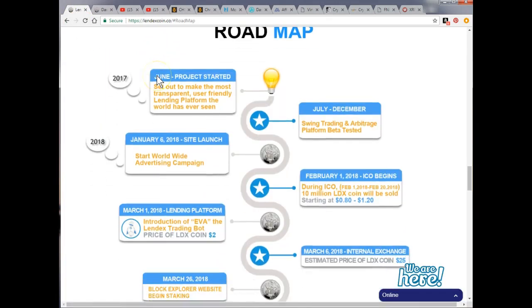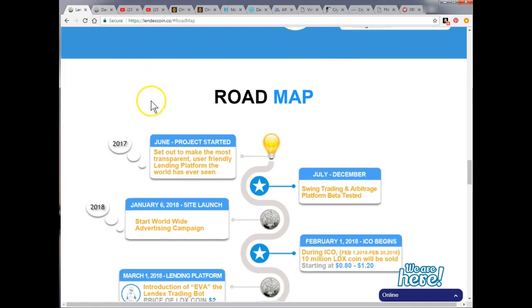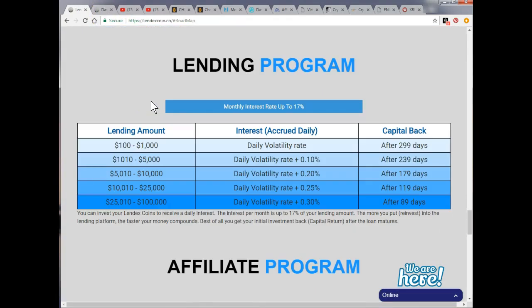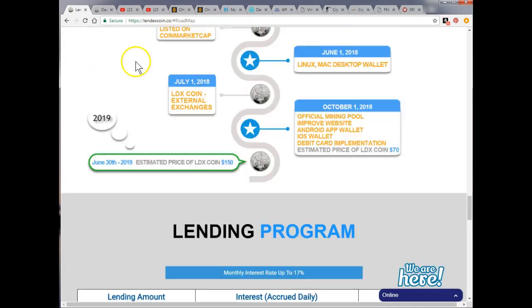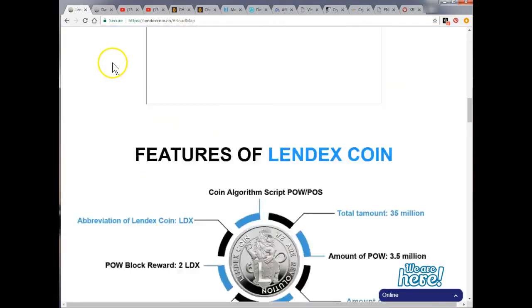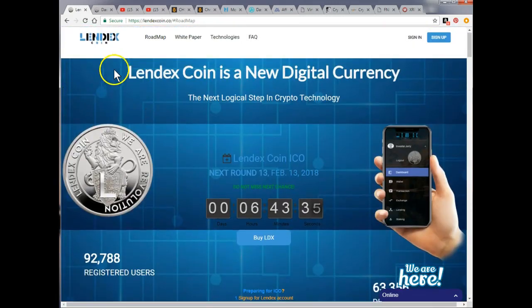And you can see those are from some of their users talking about what they're doing. Yeah, monthly interest rate up to 17%. They're talking like 0.5% to 1% a day, which is still good money. And the other thing that I'm excited about is the amount of interest in the community. There's almost 100,000 registered users. With this many registered users, the internal exchange is going to go well, I believe, fingers crossed. Just the general interest.